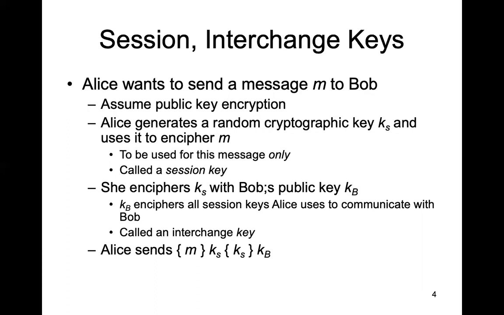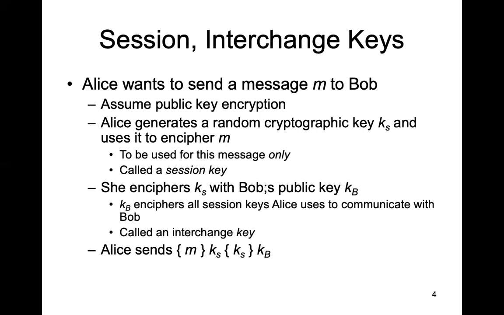So if Alice wants to send a message M to Bob, and you assume that Alice and Bob are using public key encryption, what we will be assuming is that Alice will never send a message encrypted with Bob's public key directly. That's rarely ever done. Rather, the way that things are done is that Alice will generate a random number of fixed length and use that as a key, and that cryptographic key is going to be called KS, and you're going to use KS to encrypt the message M. Okay, so the idea is that you'll be using this KS only for that message M, or for a small set of messages that are logically grouped together into something called a session. And so this key KS is called a session key.